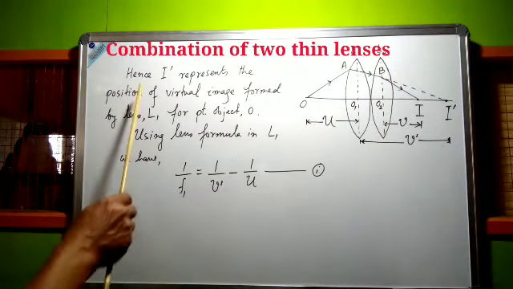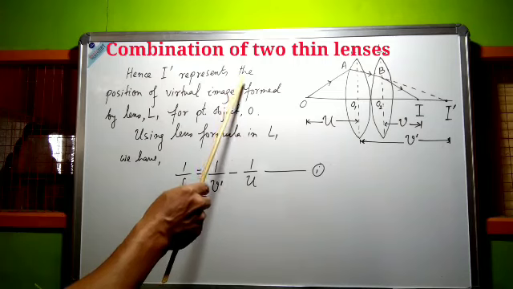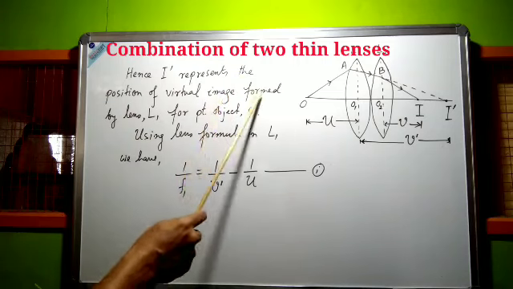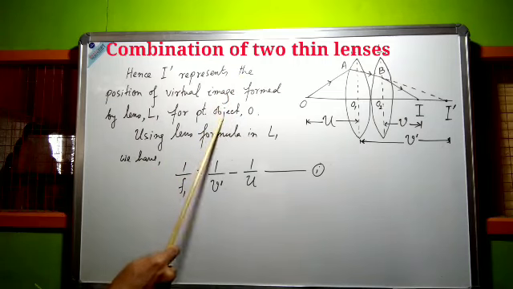Then we may write like this. Hence I-dash represents the position of the partial image formed by lens L1 for point object O.